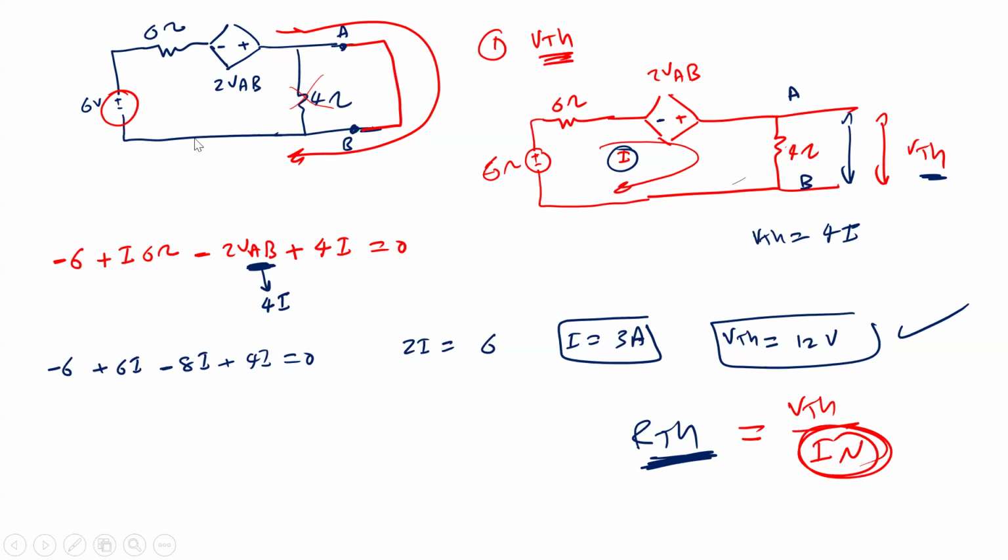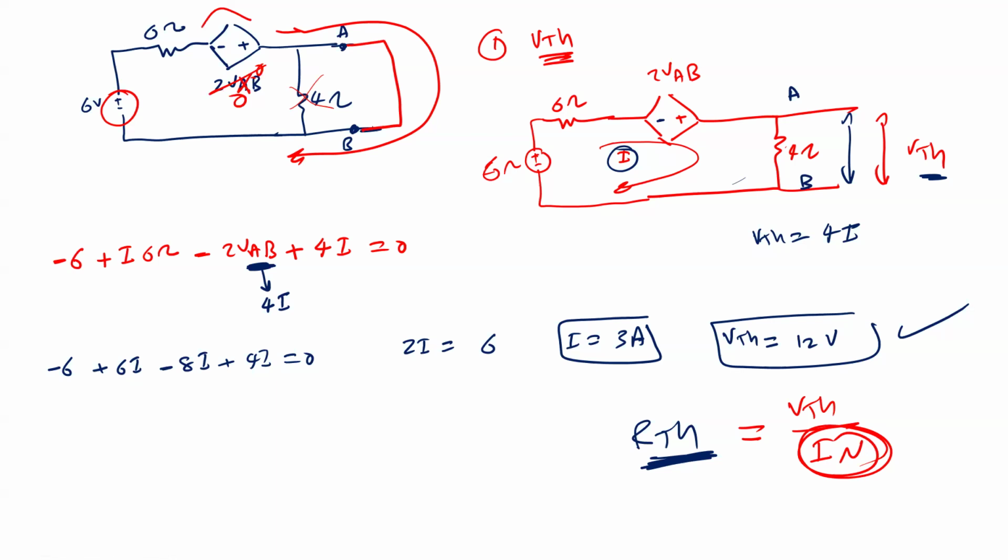I found many students did that. Just took the VAB from here and put it here. No, this is completely different. There's nothing related to this. It's a completely different thing. Okay, so what is VAB here? VAB, guys, VAB is 0. It's a short circuit. So all you have to do here is this is 0. That's it. So here the voltage drop is 0.